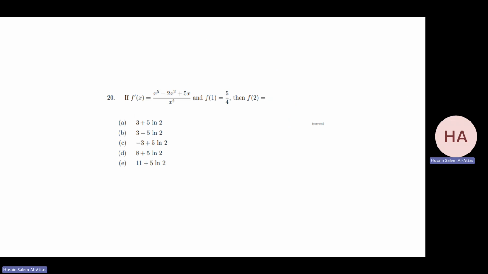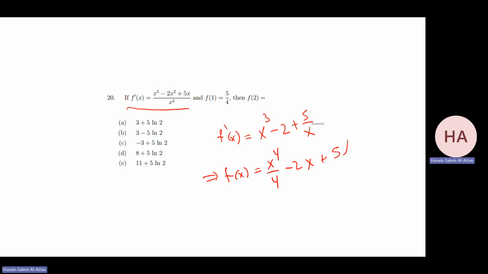Now we'll continue. I have f prime. I want to find f at 2, so I need to find f of x. So f prime, I can rewrite it as what? x cubed minus 2, plus 5 over x. So f of x will be x to the power 4 over 4 minus 2x plus 5 ln absolute value of x plus c.